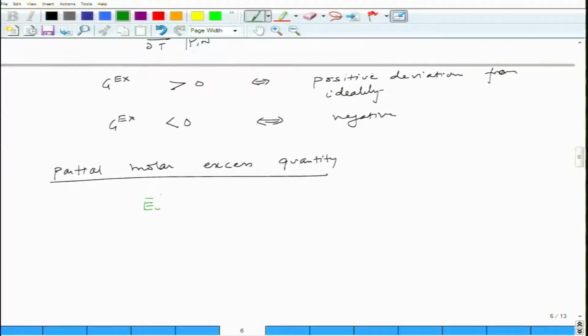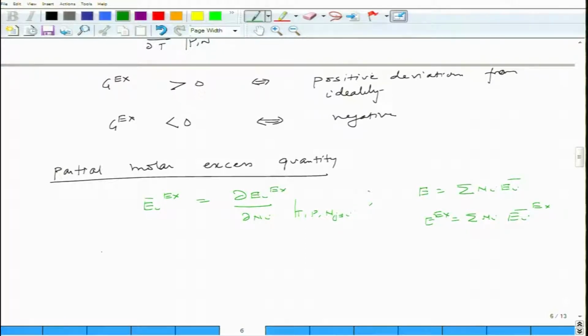So, it is E_i^x, and this is nothing but ∂E^x/∂N_i at constant T, P and all other N_j constant, such that j is not equal to i. We know from earlier expressions or earlier lectures that E is nothing but the summation of N_i E_i bar. Similarly, E^x would be the summation of N_i E_i^x bar. So, this is something which we have done as an exercise.